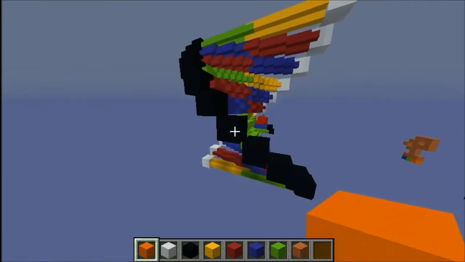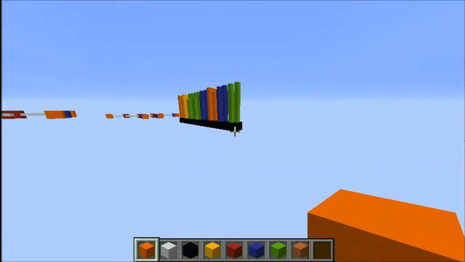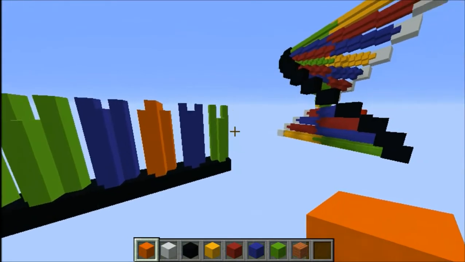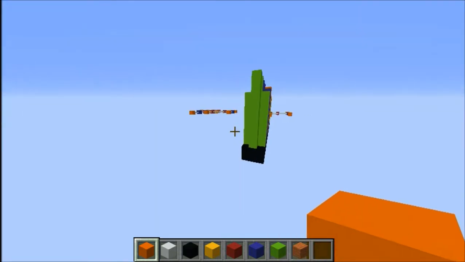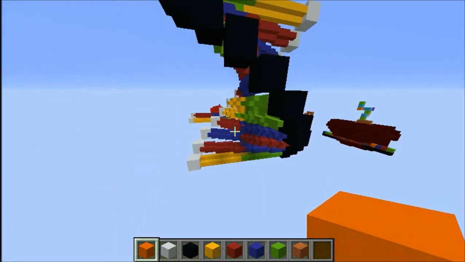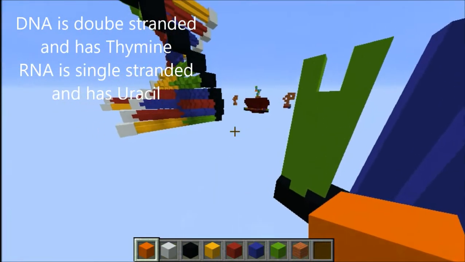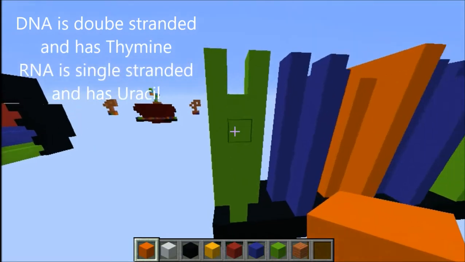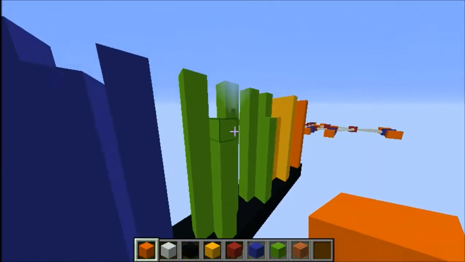Here we have the DNA molecule, and after this we have the RNA molecule. So already we can notice some differences. The first one you're definitely going to notice is that this one has two strands instead of just one. That's why the DNA molecule is called a double helix. Also, you'll notice RNA doesn't have thymine, it has uracil instead, right here.